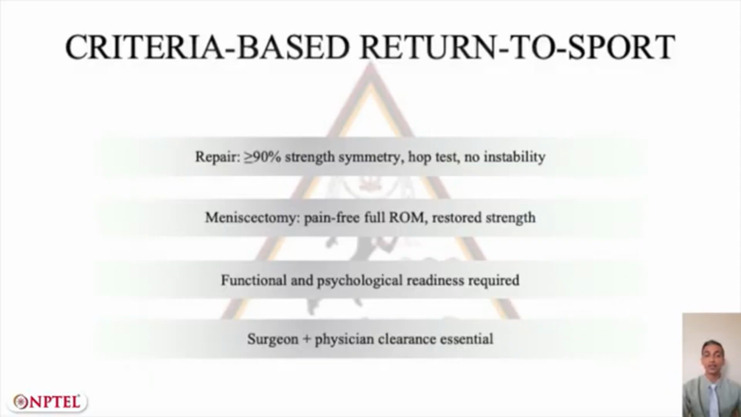The criteria for clearance is strength of more than 90 to 95% of the uninjured limb, clearing the hop battery of tests with more than 90% as compared to the uninjured limb, no joint line tenderness or effusion after performing the activity, and passing the sport specific functional drills.